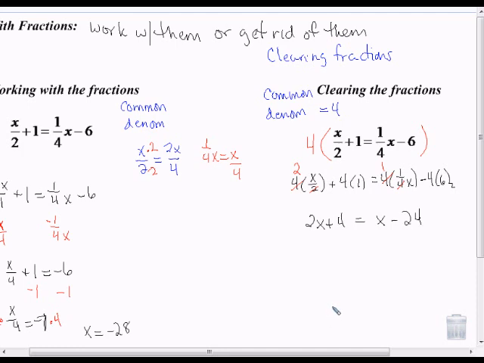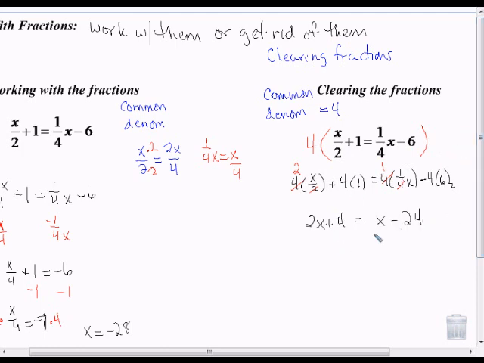So if you multiply the entire equation by the common denominator, you get rid of all of the fractions. Now I have to multiply everything though, because just getting rid of the fractions and keeping a 1 and a negative 6 is no longer the same equation. So whatever you do to one side, you have to do to both sides. And if you're multiplying by a whole equation, you have to multiply every single term in the equation. Okay?